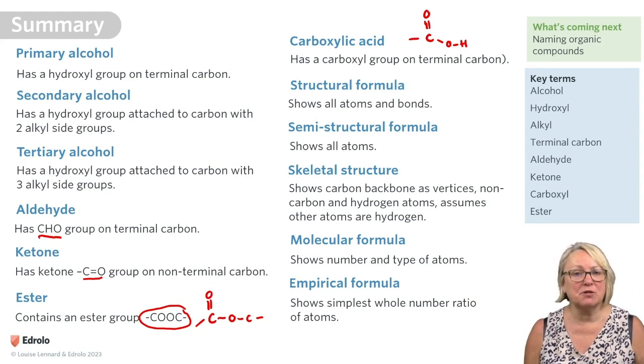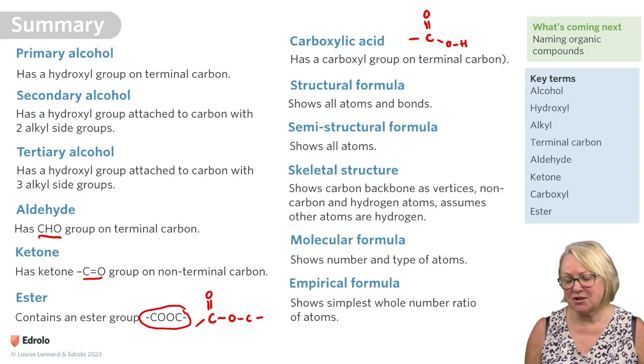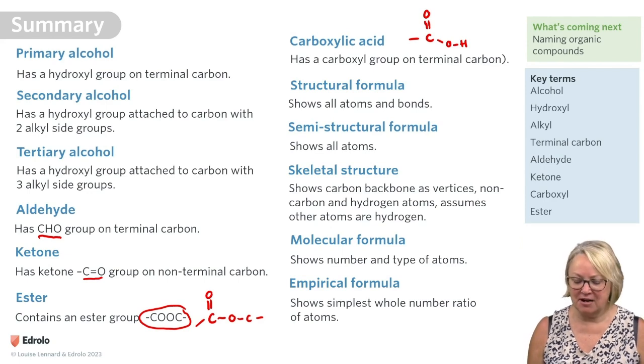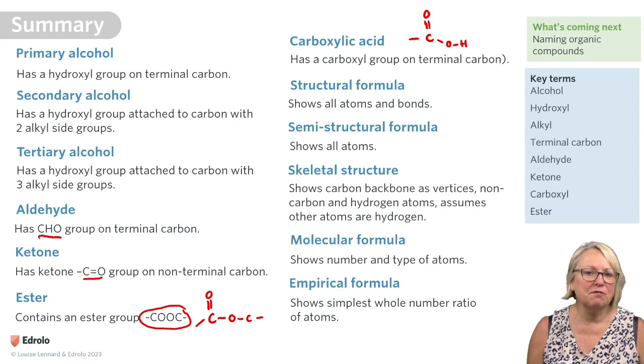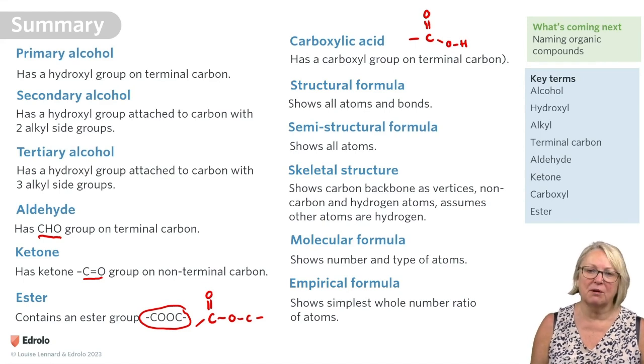Structural formula shows all atoms and bonds. Semi-structural formula shows all atoms. Skeletal structure shows a carbon backbone as vertices. Non-carbon and hydrogen atoms are shown. It assumes that other atoms are hydrogen. The molecular formula shows the number and type of atoms in the molecule, and the empirical formula sometimes is the same as molecular formula, but the empirical formula always shows the simplest whole number ratio of atoms in a compound.